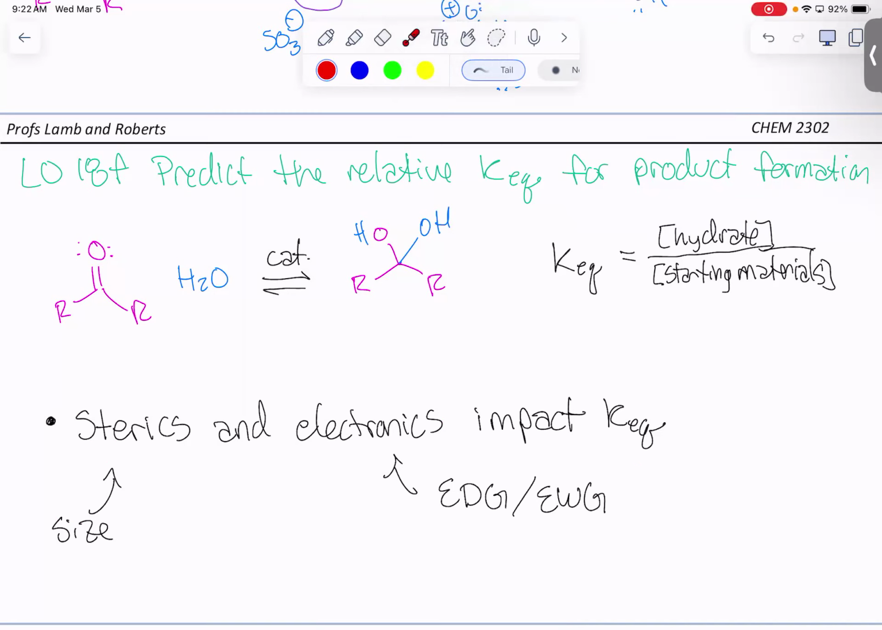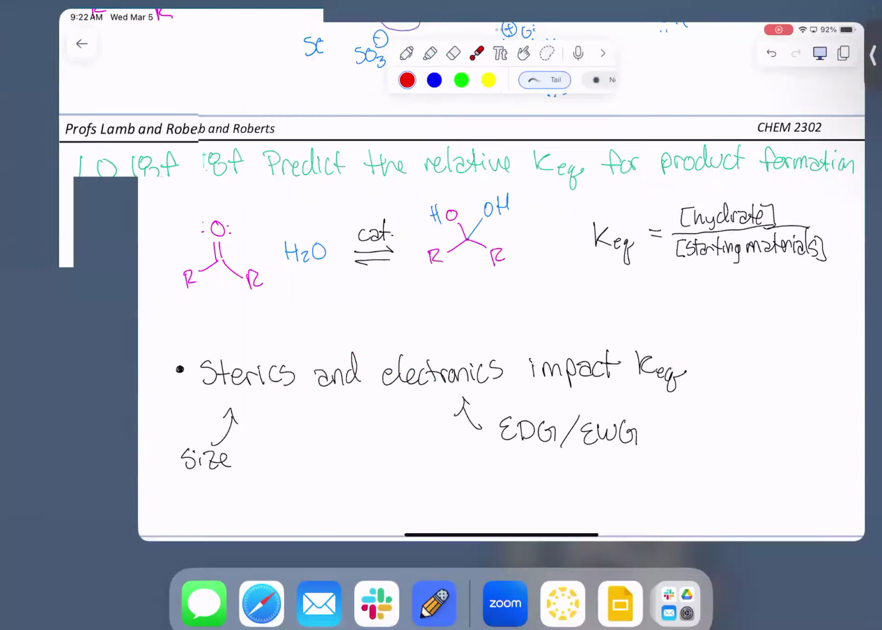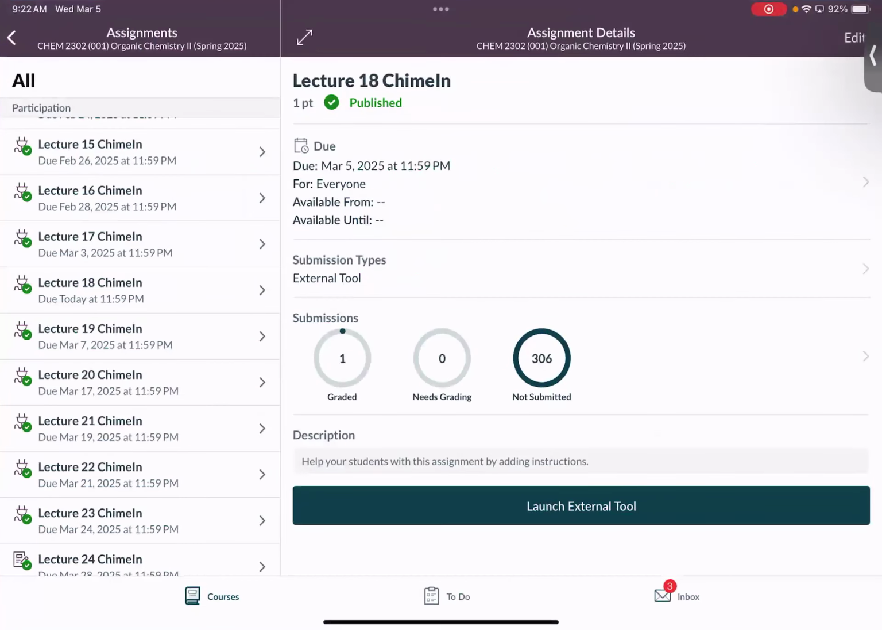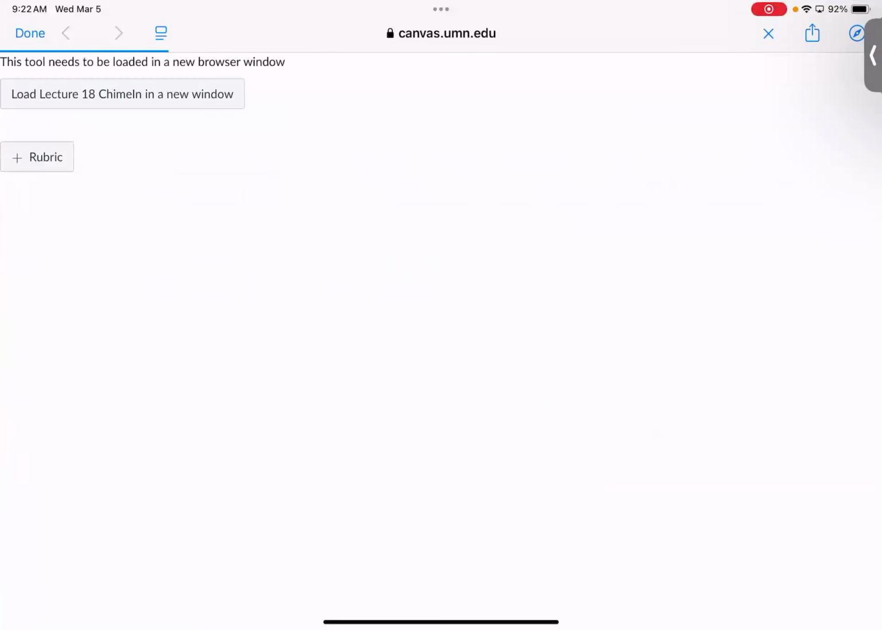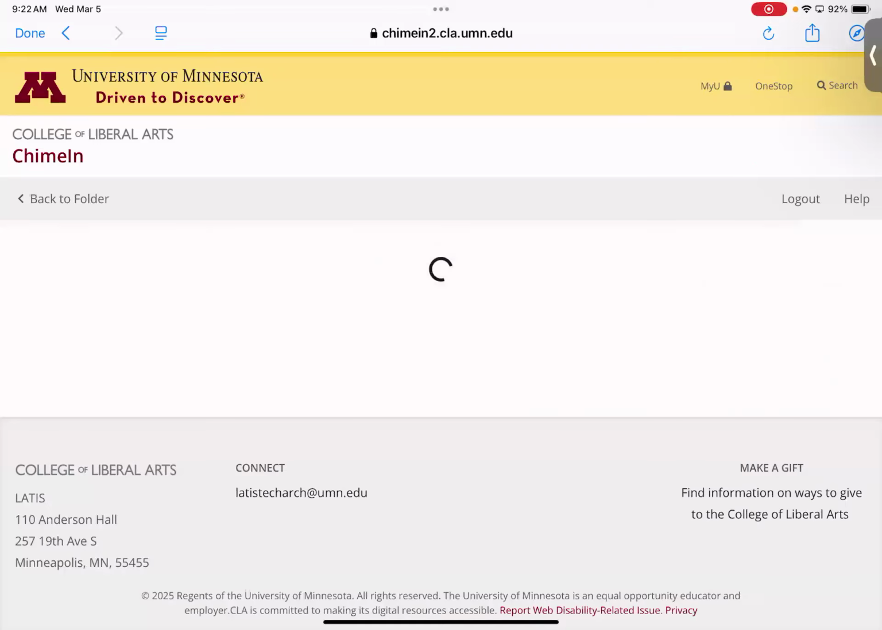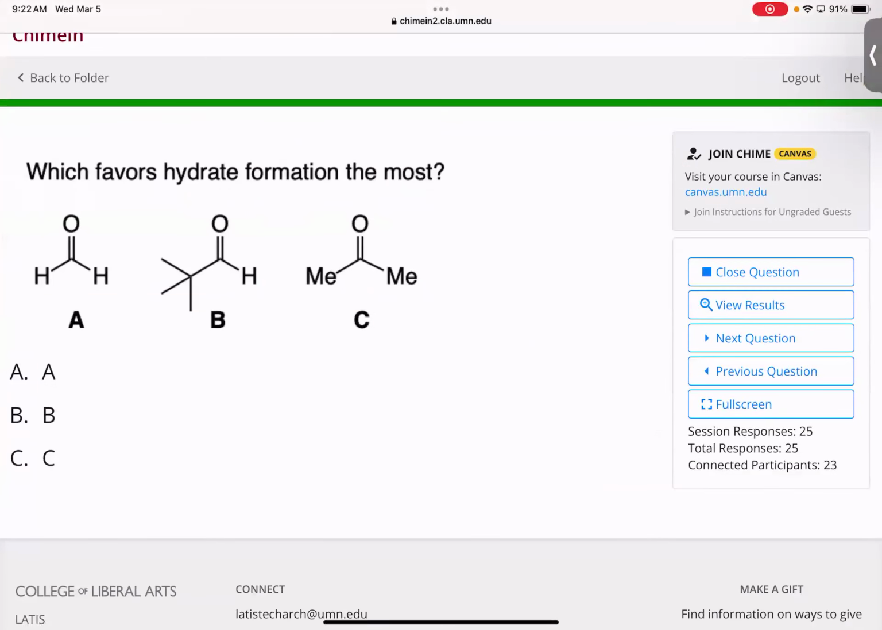So we're going to do 2 chime-in questions in a row, all right? One that deals with sterics and one that deals with electronics. So we're on lecture 18 today. Let's see if it will load. Okay. So we're going to think about which of these favors hydrate formation the most. So if A is our electrophile, B or C is our electrophile. We're going to go ahead and see if we can figure out which of these compounds is going to favor the product. All right.